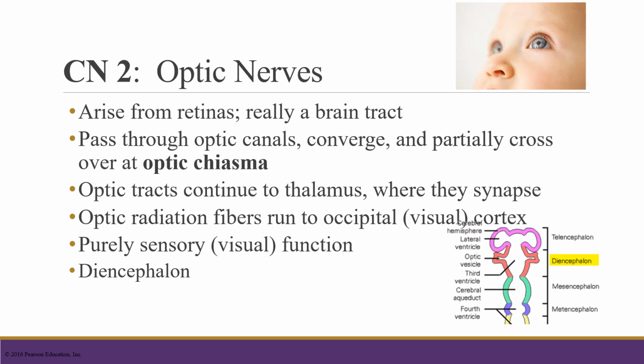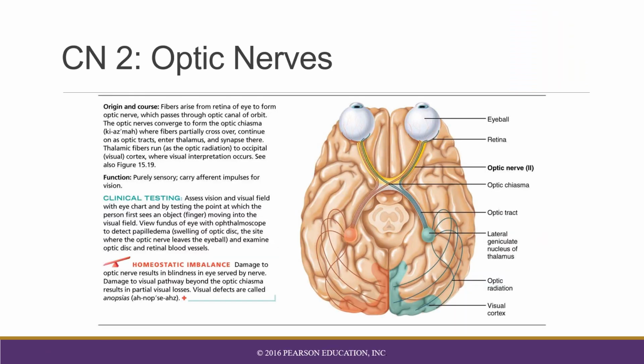Optic tracts continue to the thalamus, so remember the switching station where everything but smell goes through, and some books are even going to tell you that smell goes through there as well. But if you have a test question of what modality is the only modality that doesn't go through the thalamus, pick smell. So optic radiation fibers run to the occipital or the visual cortex. We're going to learn that to be Brodmann's area 17. It's purely sensory visual function in the optic nerves, and it's from the diencephalon.